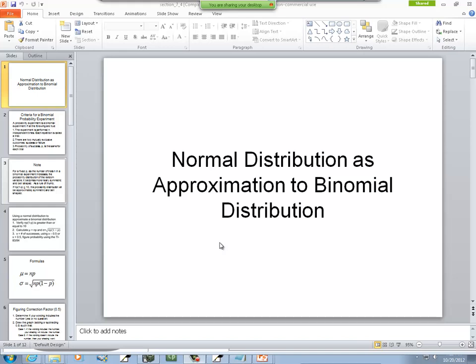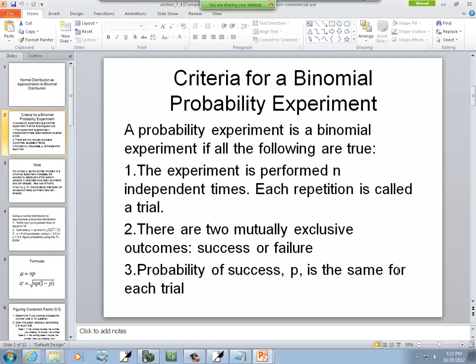This is the normal distribution as an approximation of the binomial distribution. Now, criteria for a binomial probability experiment. It's a binomial probability experiment if the following are true. The experiment is performed n independent times. Each repetition is called a trial. There are two mutually exclusive outcomes, success or failure.